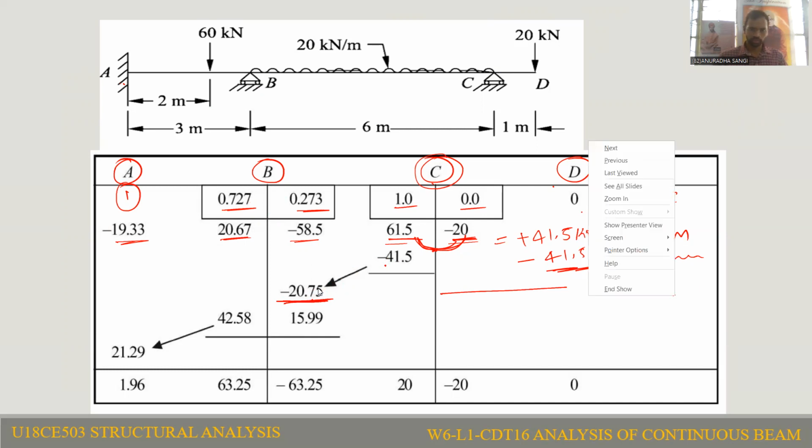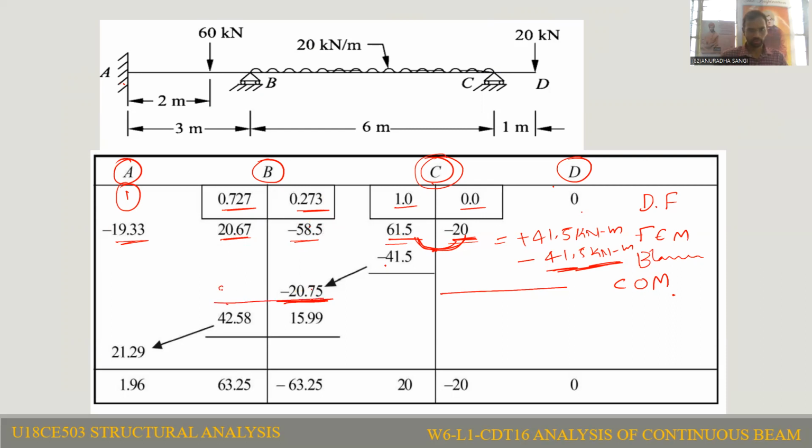Okay. Now you can observe. Now you add these both, and you will get 20.67 here. So here you will get minus 58.5, minus 20.75. Now what you have to do, you need to do this one.